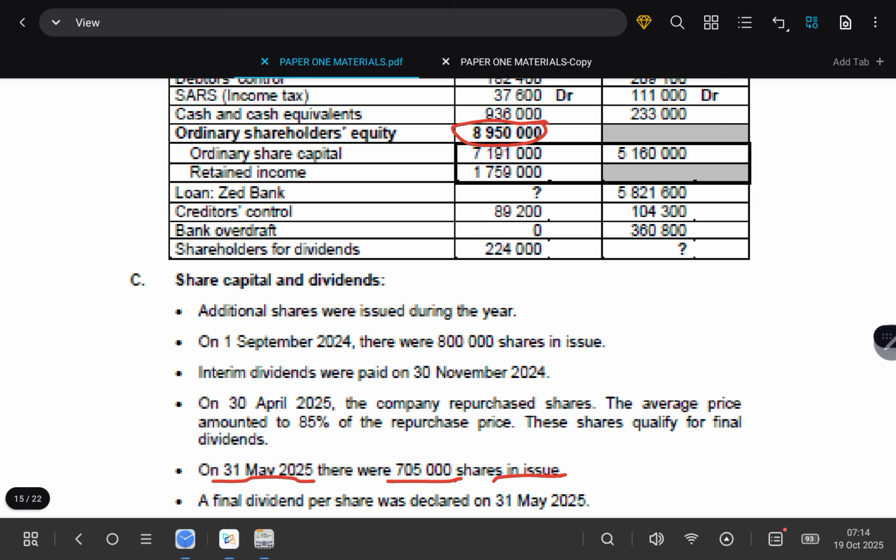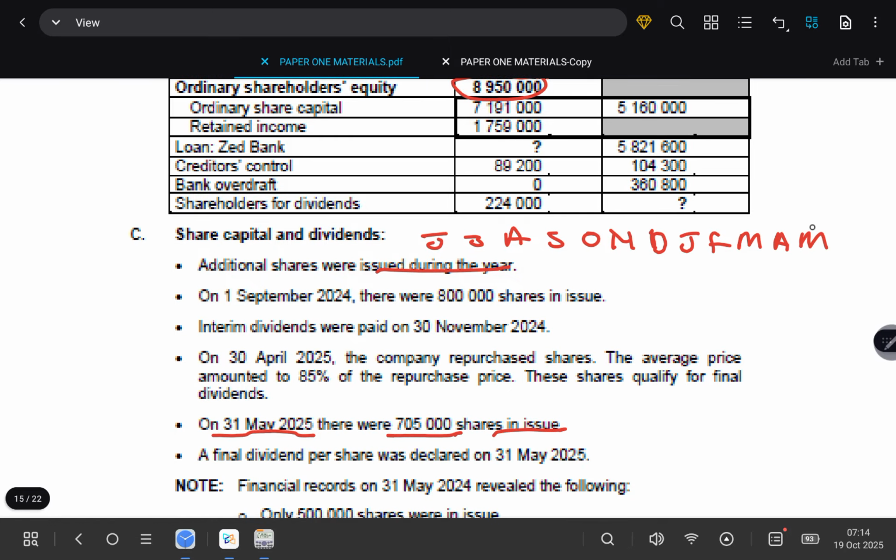Now, we need to go to information that speaks about shares. Here they're saying that additional shares were issued during the year, but we don't know how many shares, right? So I'm going to draw the timeline. Remember, it's June, July, August, September, October, November, December, January, February, March, April, May. They told us that at the end of May, we have 705,000 shares.